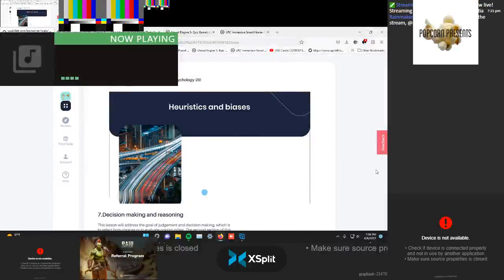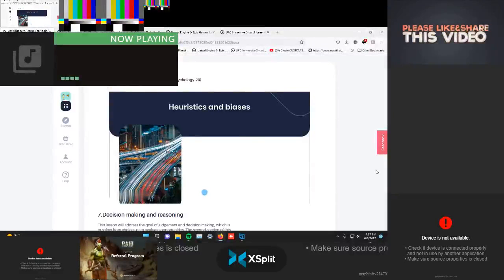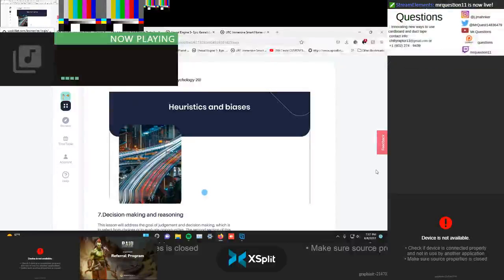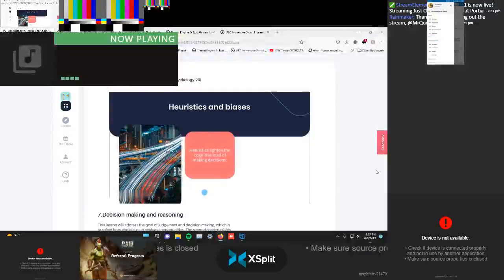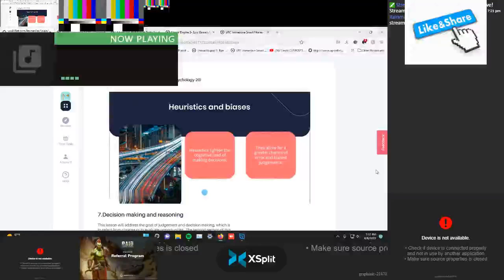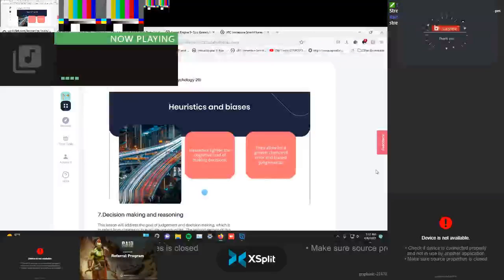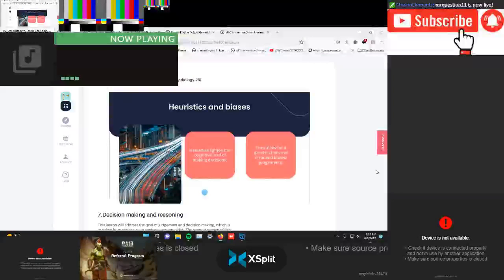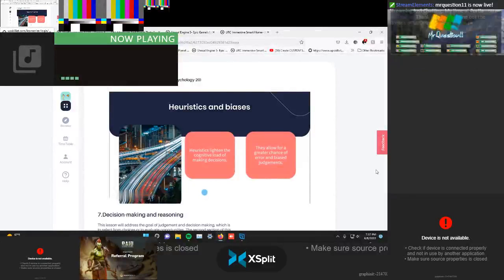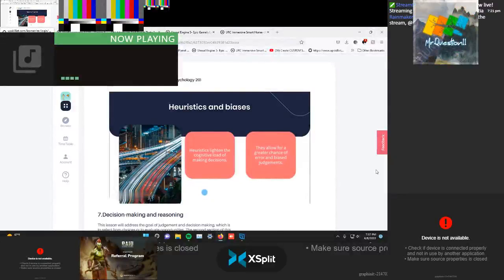Heuristics, as you've learned in previous lessons, are mental shortcuts. Such mental shortcuts lighten the cognitive load of making decisions, but they also allow for a greater chance of error or biased judgments. There are several heuristics relevant to psychology. Let us consider them.